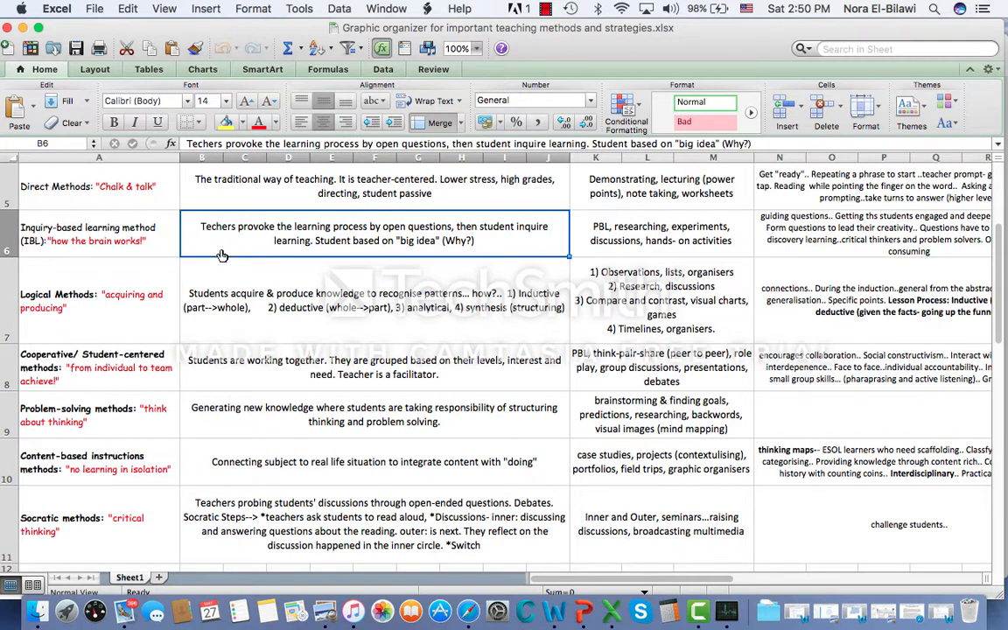So what does the teacher do? The teacher provokes the learning process by open-ended questions, not direct factual questions. And that's important for you to understand. If you assess students who were taught in the direct method, then your questions should be factual questions looking for facts that were memorized.